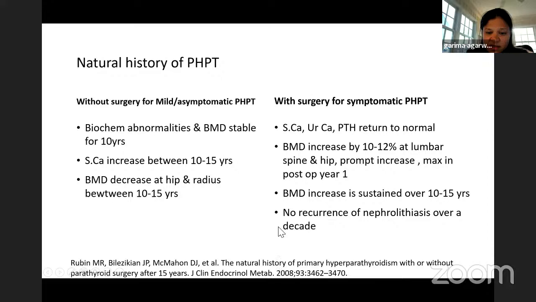I've taken this data from this study, and this study quoted that there is an increase in bone mineral density of these patients, which is maximum in post-op year 1.